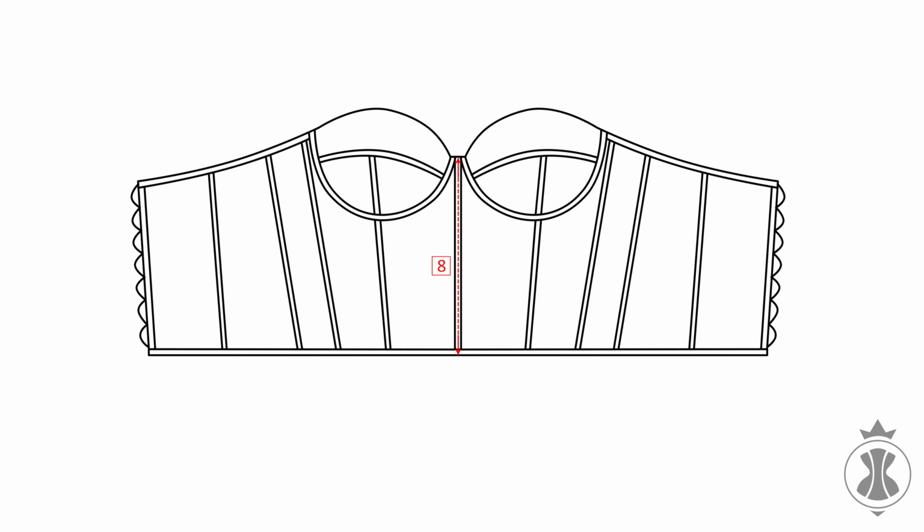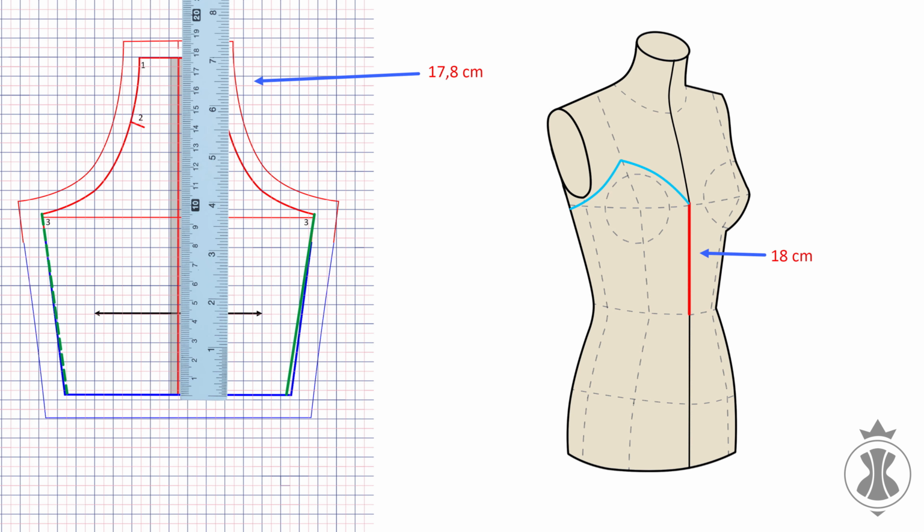Now, we'll measure the height of the center detail, the side seam, and the back on the adjusted pattern, and compare the results with the corresponding measurements of the original pattern. The height of the center of the front on the adjusted pattern is 17.8 centimeters, and the measurement taken from my dress form is 18 centimeters. The difference is 2 millimeters.